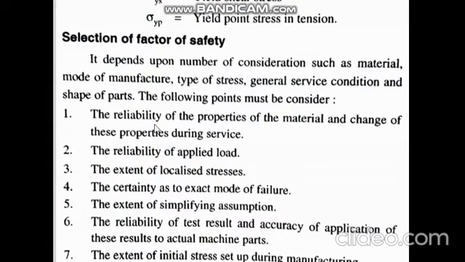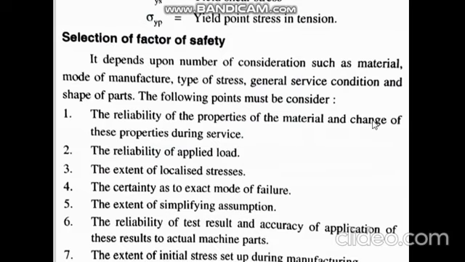One is reliability of the properties of material and change of these properties during service. Reliability of the properties. How reliable, how dependable are these properties of the material? Oh yes, we can say our material is dependable. Sometimes it is used in salty environment. Will it have the same properties? Or it is used at high temperatures. Will it have the same properties? That we cannot say confidently. Some materials may change their properties in different environments.